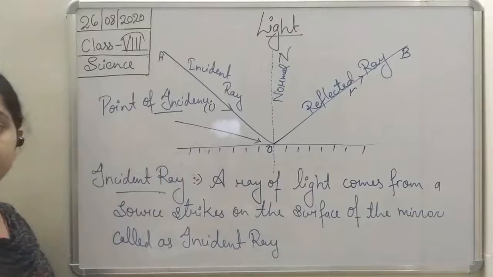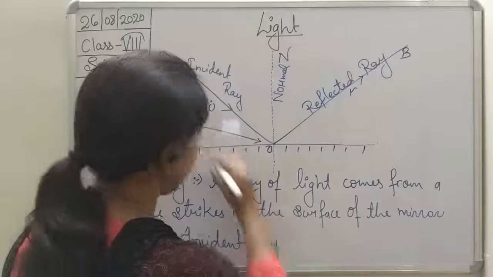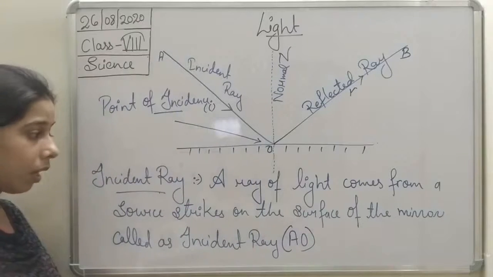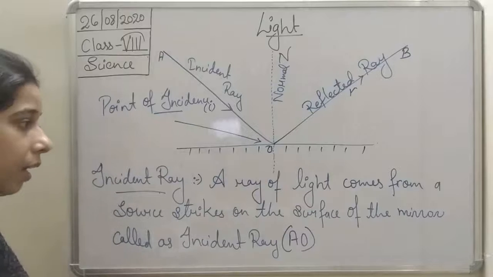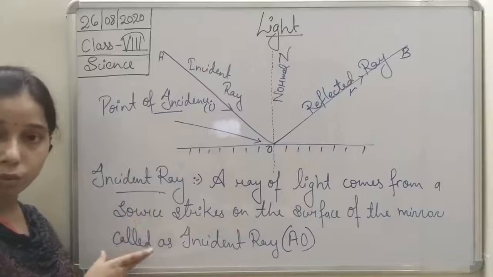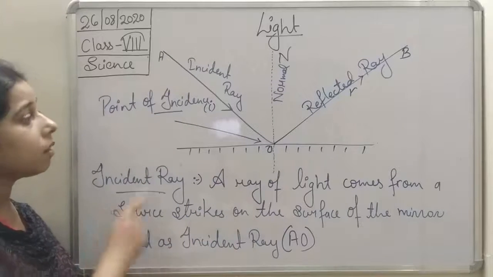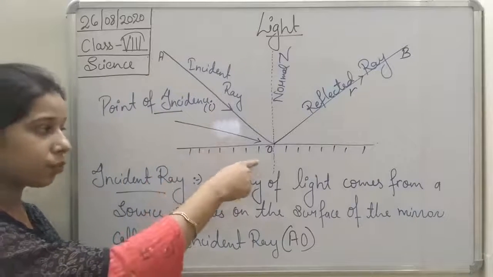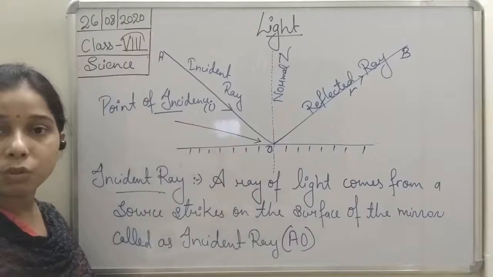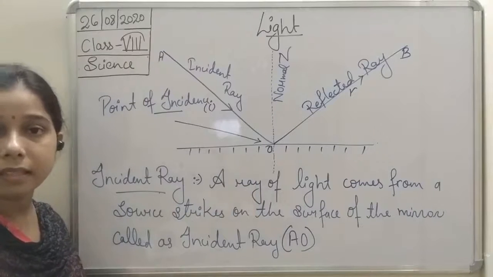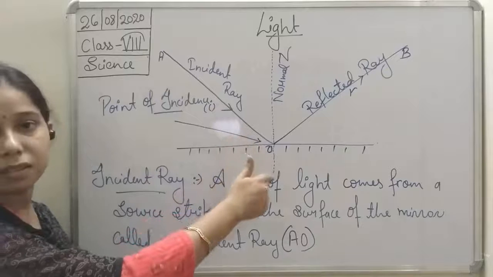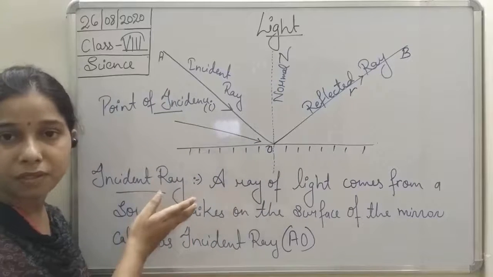We represent the incident ray, student, by that of AO. A ray of light which comes from a source, when it strikes on the surface, we use the term for it, and that is the incident ray. So this is the incident ray. AO is the incident ray which falls on this surface.